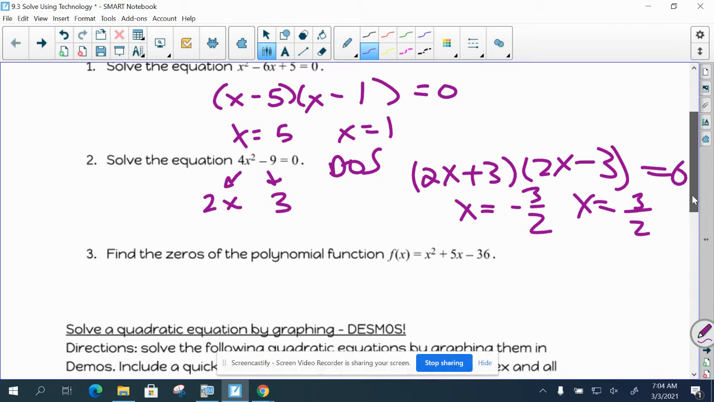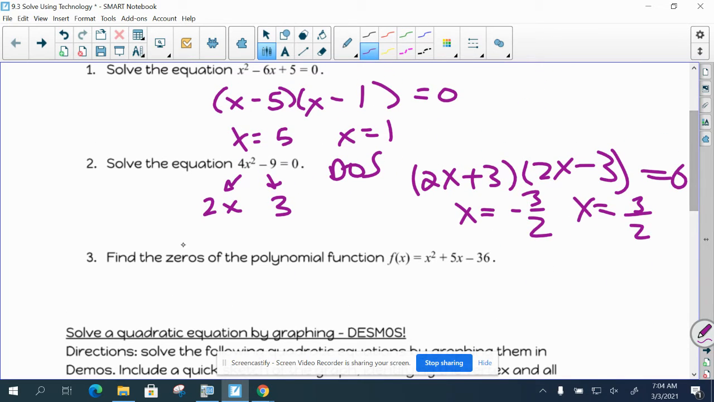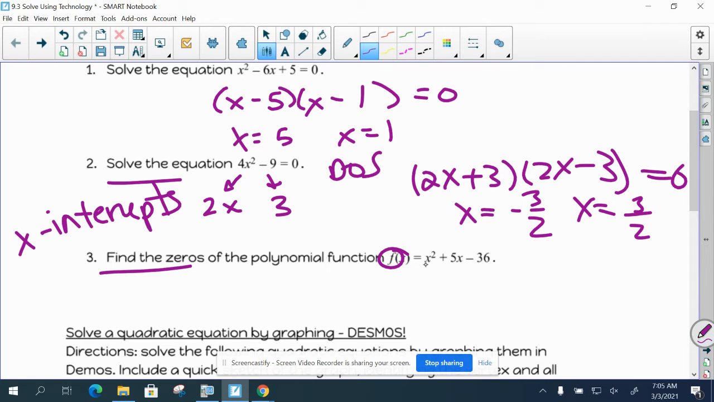Finding the zeros and solving the equations is the same thing. What we're doing here is figuring out what the x values are where y is 0, which is also asking you for the x-intercepts. Those all mean the same thing. So here we would set it equal to 0 and factor it.